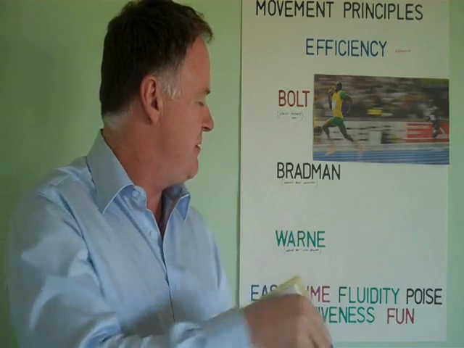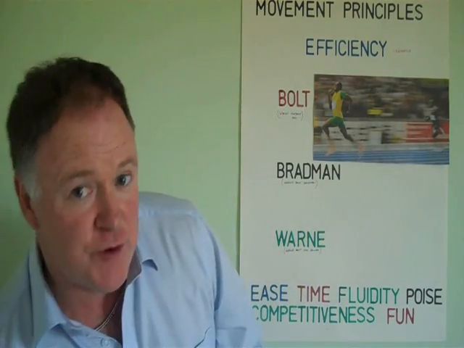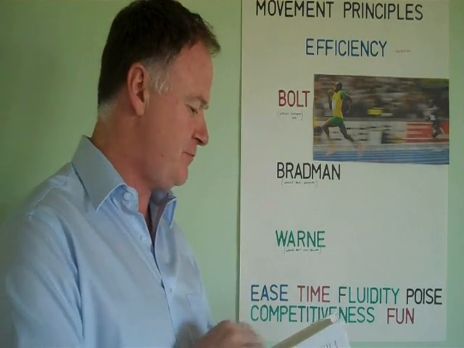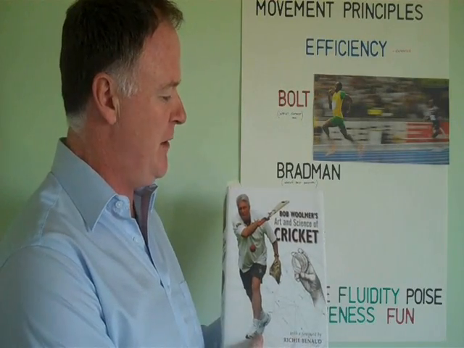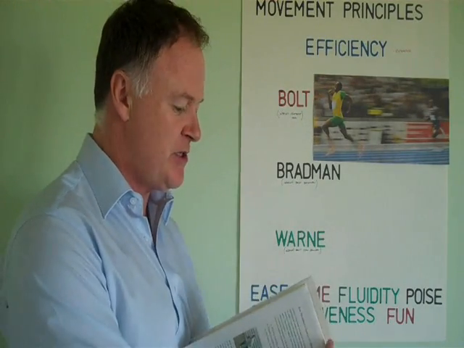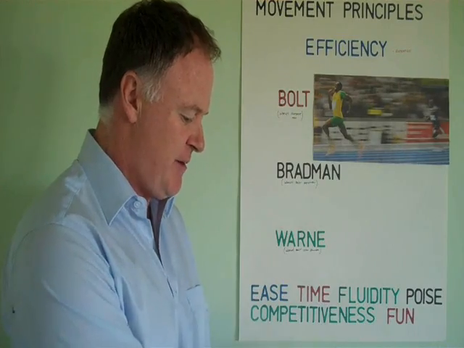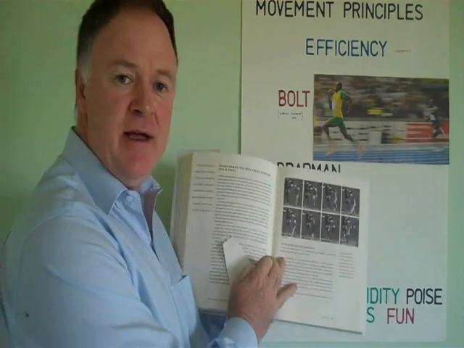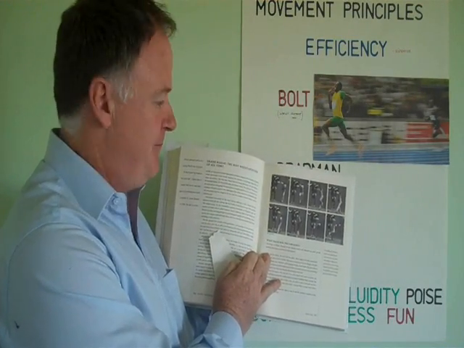And the same with Shane Warne, the world's best spin bowler. And in this book by Bob Woolmer, you can see the pictures of Shane demonstrating the same as we saw in Bolt and Bradman.